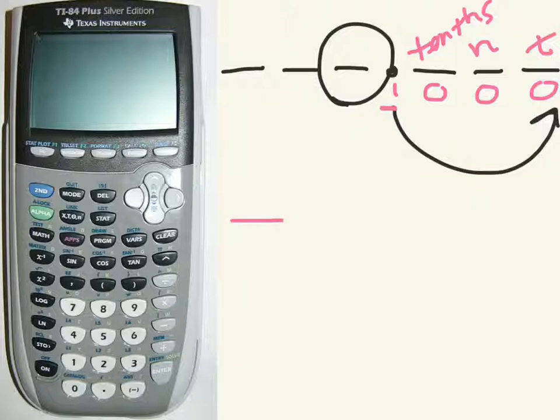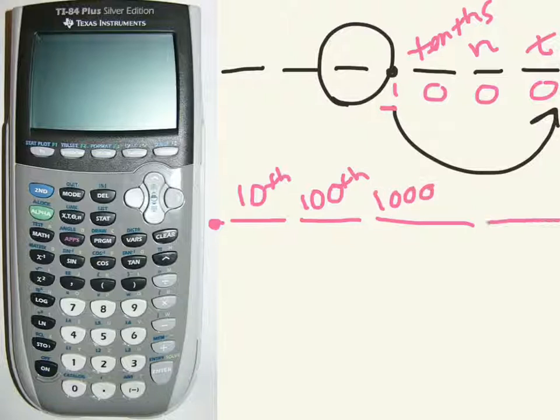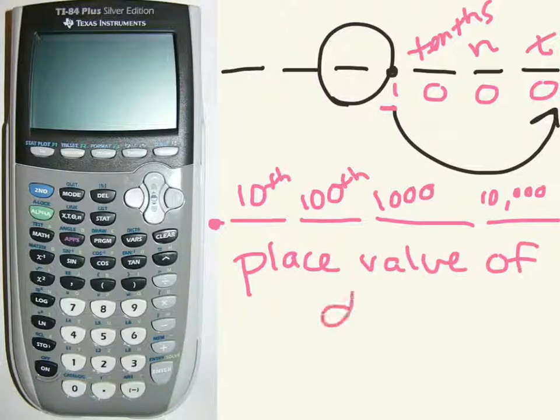So we have, here's our decimal, our whole number's on the left. This is the tenths. This one is the hundredths. And this one is the thousandths. And the fourth one would be the ten thousandths, and so on. So that's a reminder of our place value. Why don't you take that note in your notebooks? Place value of decimals.